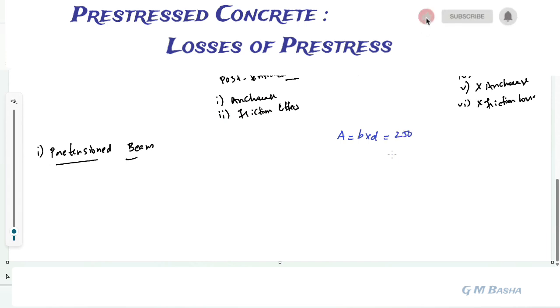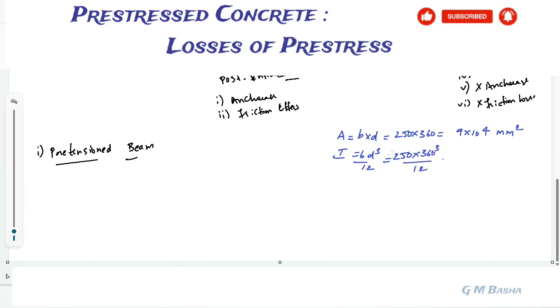That will be 250 by 360. You will get the value in mm square. Please simplify with your calculators. You will get exactly 9 into 10 to the power of 4. Similarly, you want the moment of inertia, that is BD cube by 12, equal to 250 into 360 cube by 12. That is equal to 9.72 into 10 to the power of 8 mm to the power 4.